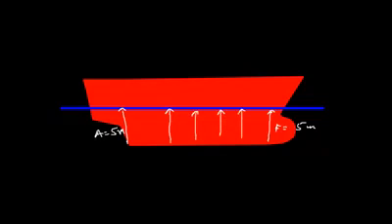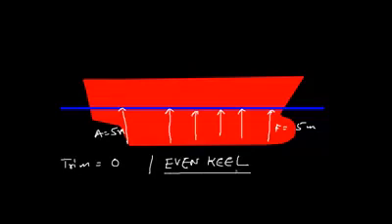Now let's take another scenario where the forward draft and aft draft is same. Say this is the forward draft F, which is 5 meter, and aft is also 5 meter. Well, we'll say that the draft is throughout same, like this. Here the trim is 0 and we can say that the ship is at even keel.